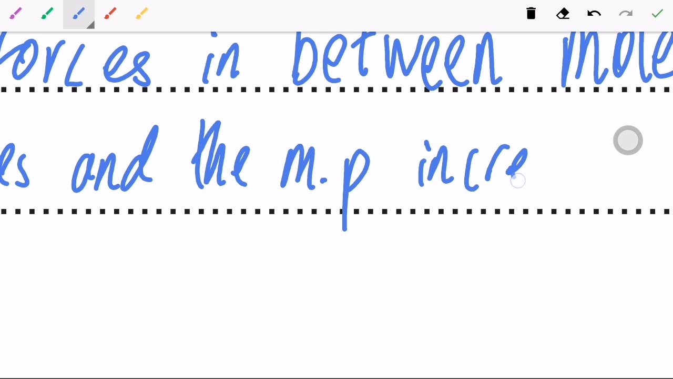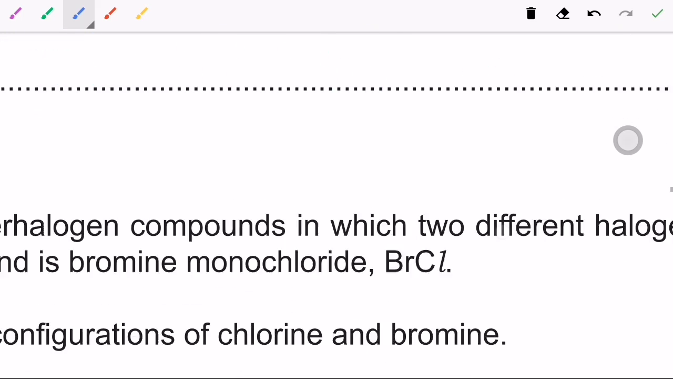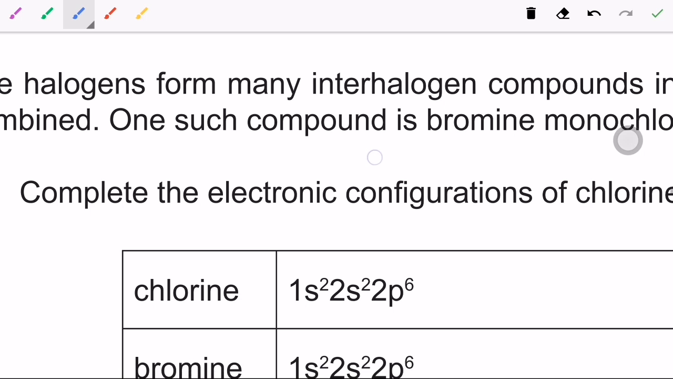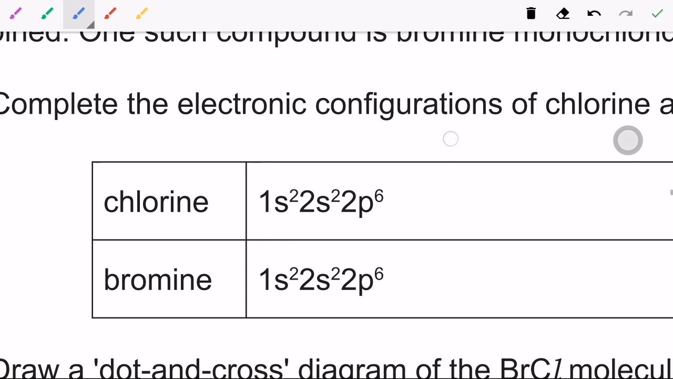I'm just writing short form so that it would happen quicker. Okay, halogens form many interhalogen compounds in which two different halogens are combined. One such compound is bromine monochloride, BrCl. Complete the electronic configurations of bromine and chlorine.